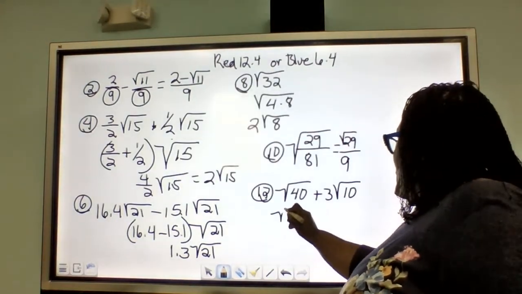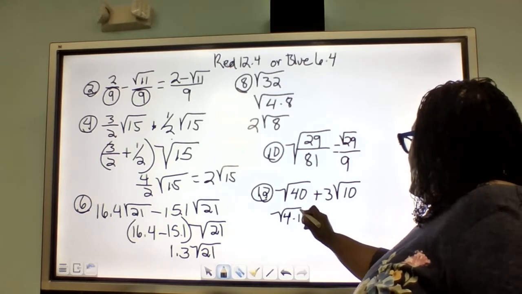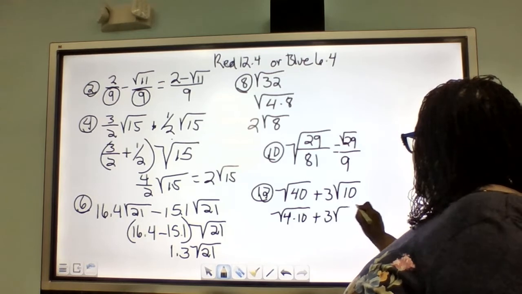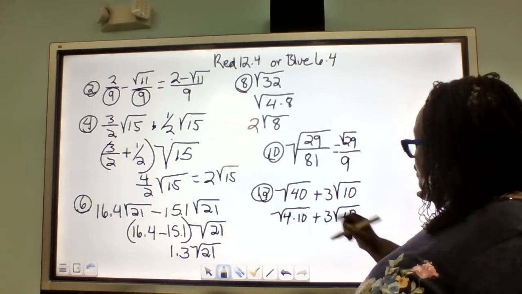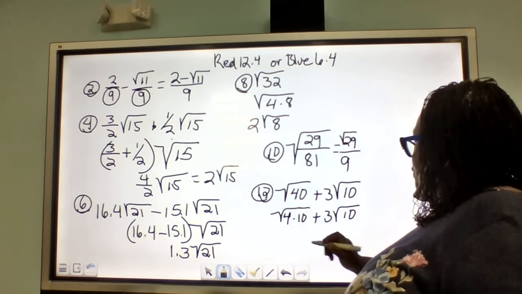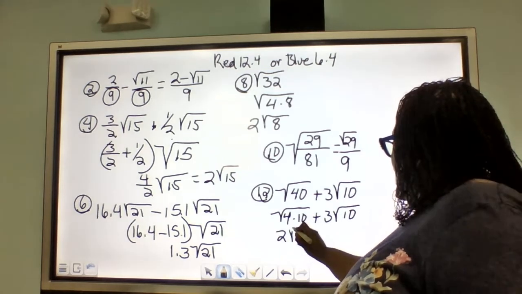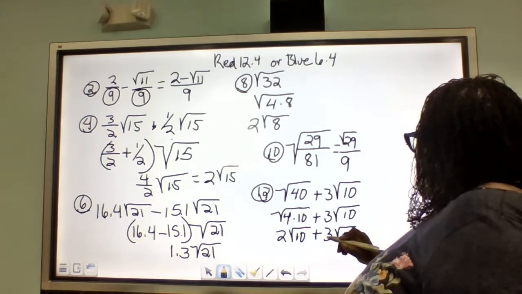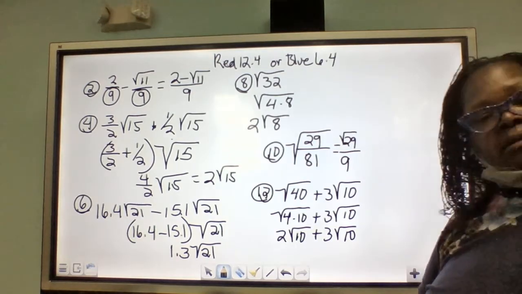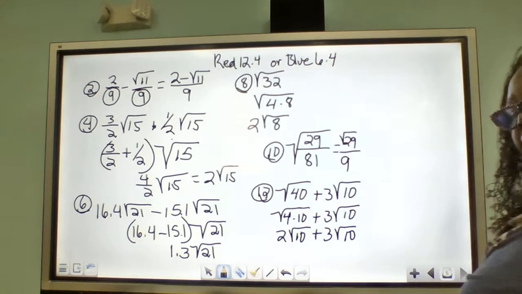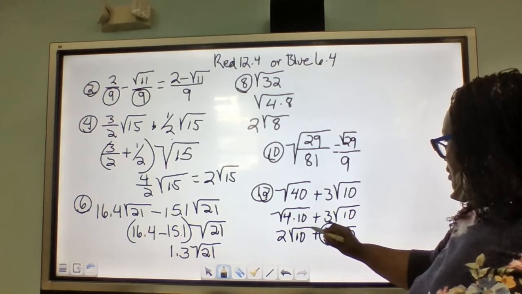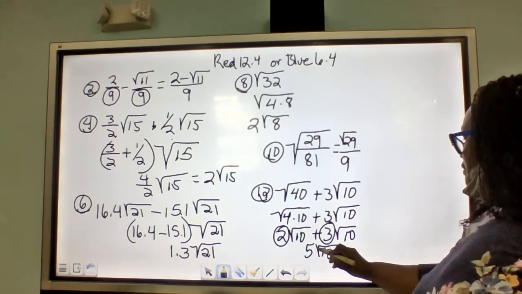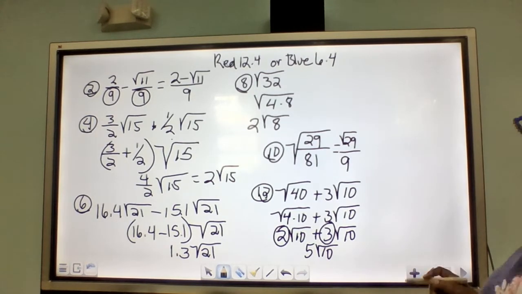That can be 4 times 10. That gives us 40. All right, plus 3 the square root of 10. If that's the case, then we take out this perfect square, which is 2. We're left with 10, which is not a perfect square, and then 3 the square root of 10. Now we can combine the whole numbers, all right, here and here, and now we have 5 the square root of 10. Okay. Moving forward.